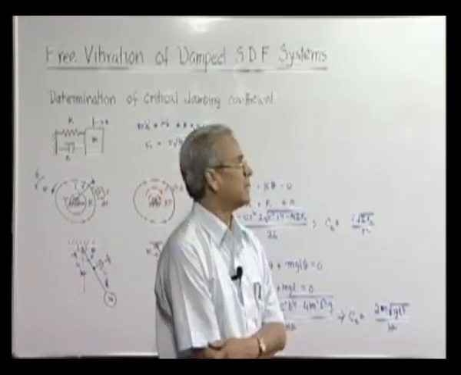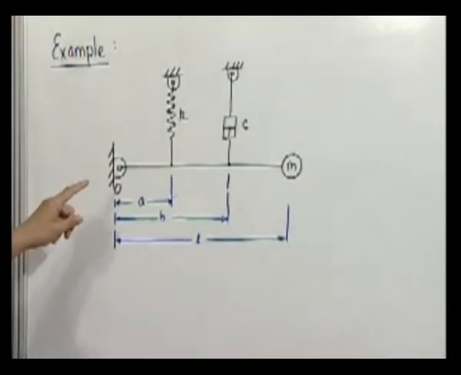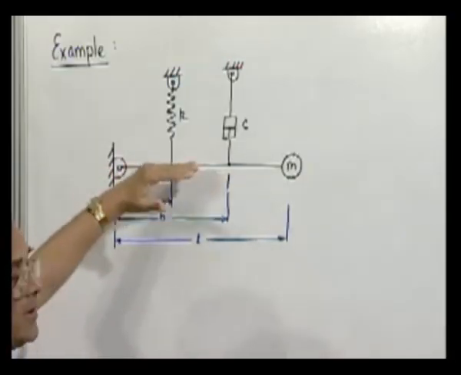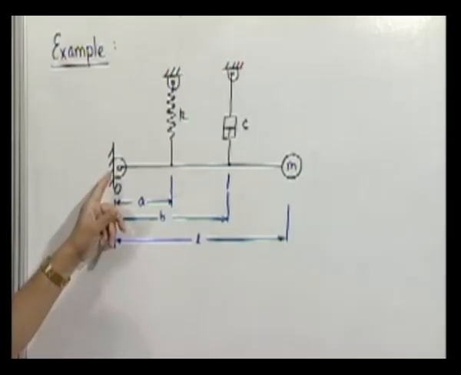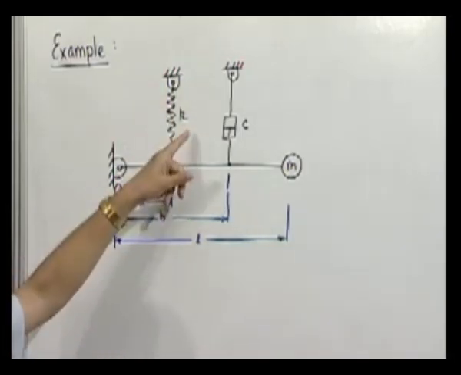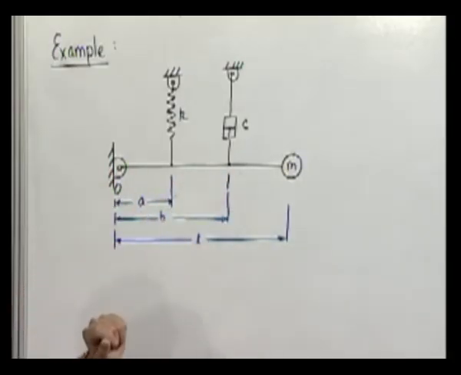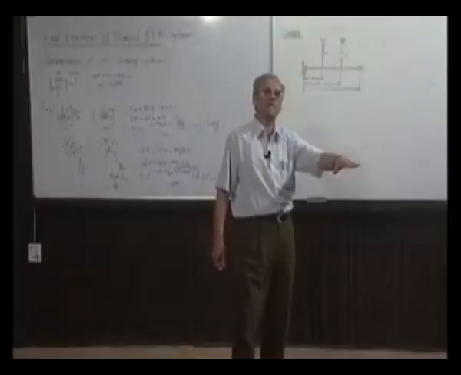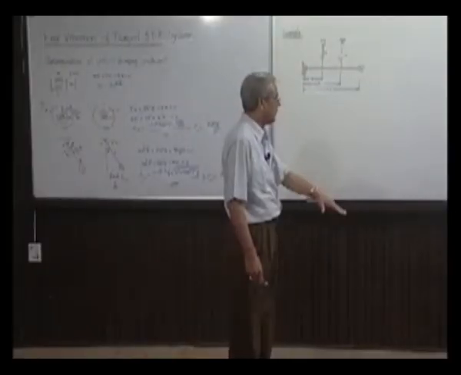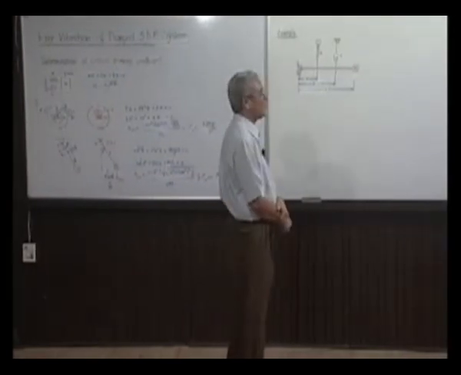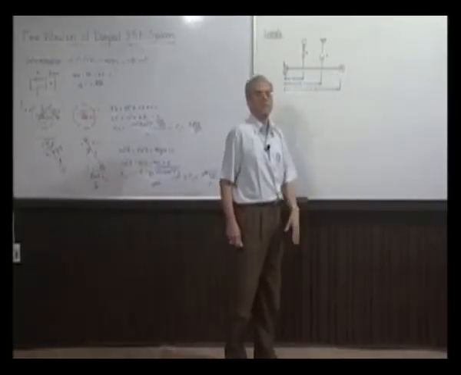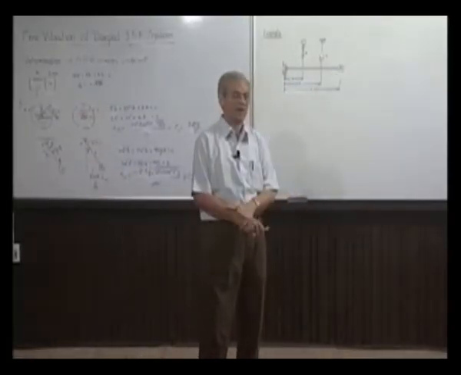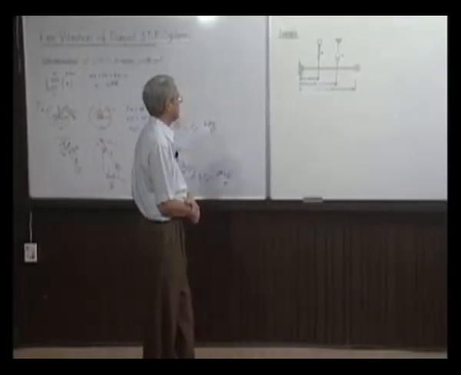So, the system is like this: a massless rigid rod hinged at O in approximately horizontal position carries a concentrated mass m. At a distance A from the hinge, a spring of stiffness K is attached. At a distance B from the hinge, a viscous dashpot of damping coefficient C is attached, and the system of course is in equilibrium under gravity. Now, if we displace it from this equilibrium position, what will be the critical value of the damping coefficient C, so that it just stops oscillating, it executes aperiodic motion?